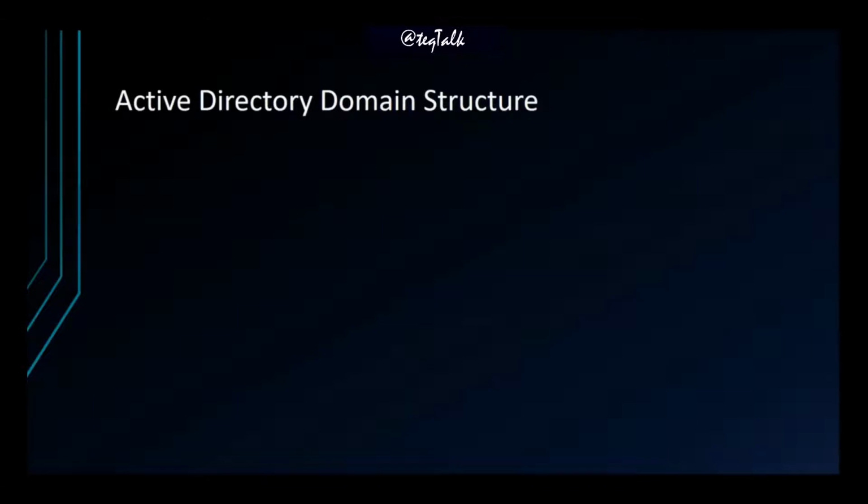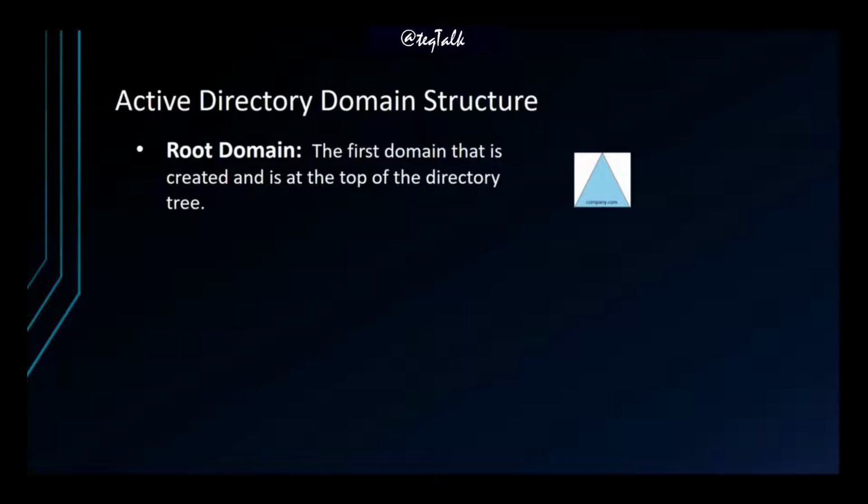Now we learned a few terminologies. Let's see what the domains are, what the basic domain structure is, and what forms this Active Directory. So the first thing is the root domain. When I install Active Directory on any of my servers, it creates a domain, and the first domain that is created in my environment is called the root domain. Here in this example, the root domain is company.com.